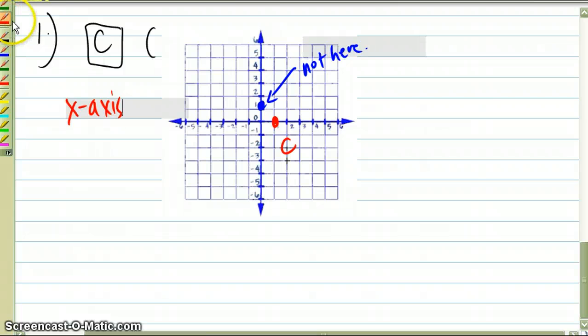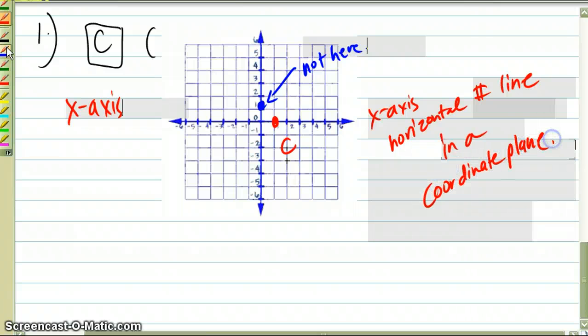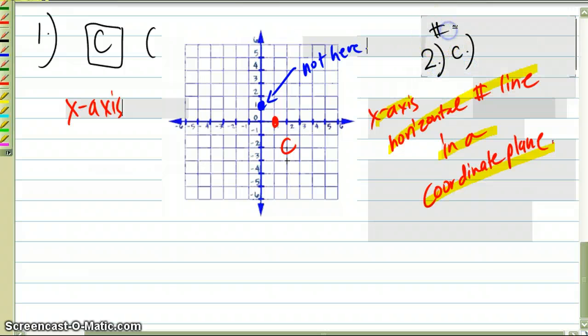Our x-axis is the horizontal number line in a coordinate plane. That is the definition of our x-axis. So this is also problem number 2, letter C, from the back side, the x-axis, which then means that letter E, the y-axis, is the vertical line in the coordinate plane.